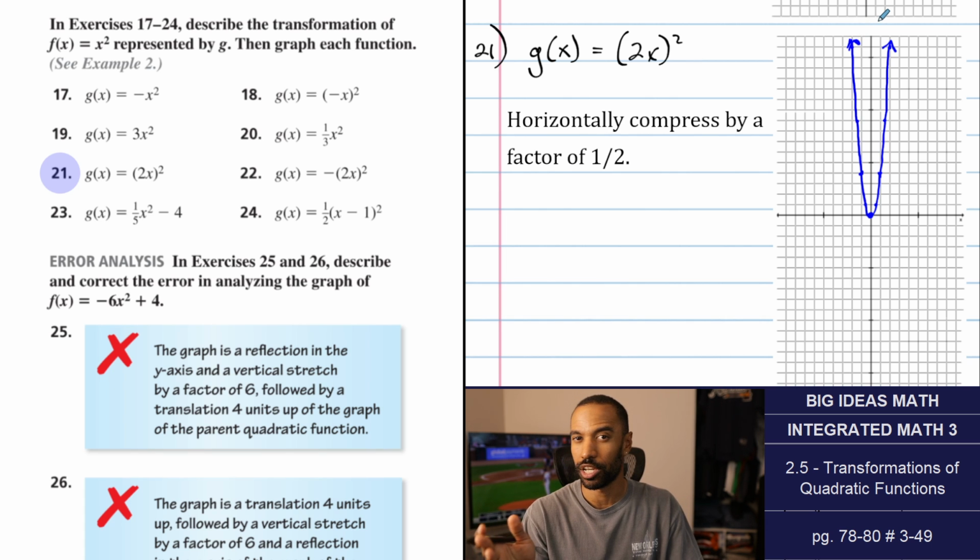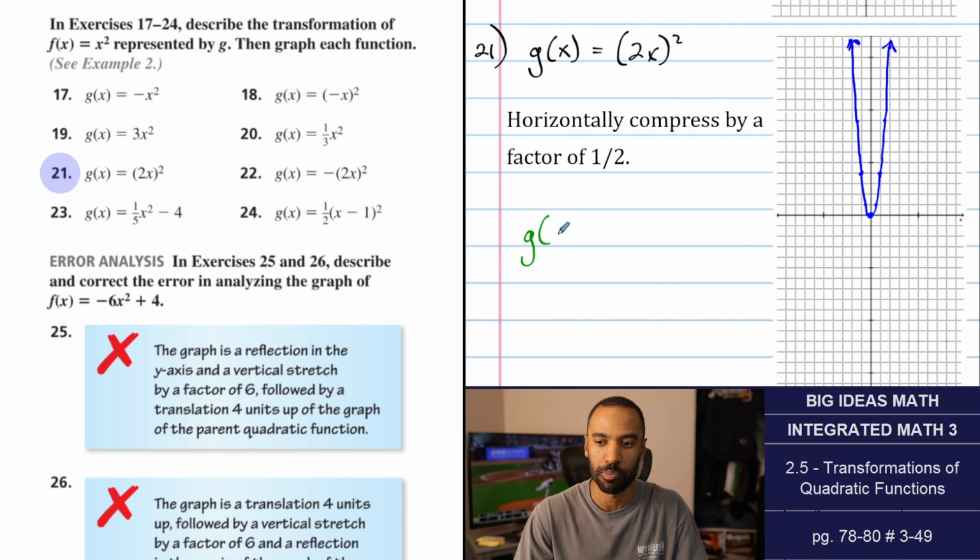Guys, horizontal stretches and compressions are not a big part of it. They're a part of it, and we got to talk about them. But you can also change it. And I'm going to show you right here. Here's what you could also do. I just did it from a previous problem. You remember number 18? Let's do it here.